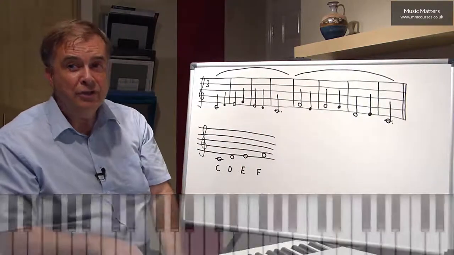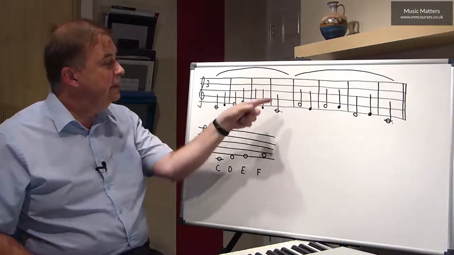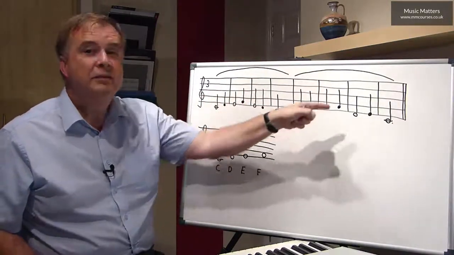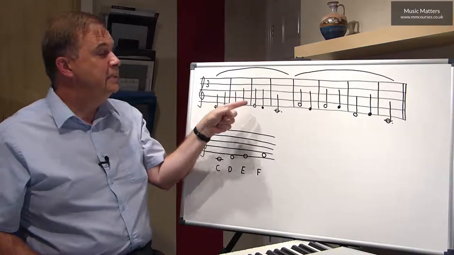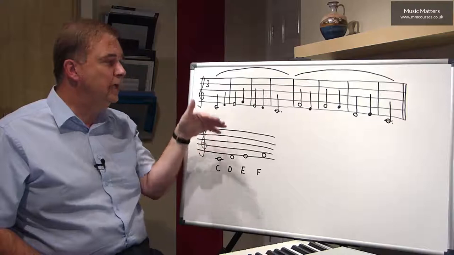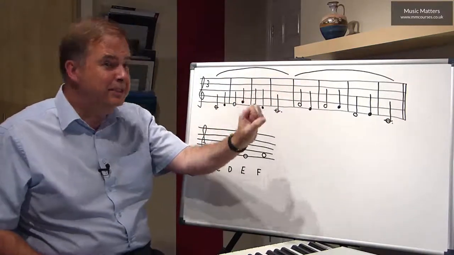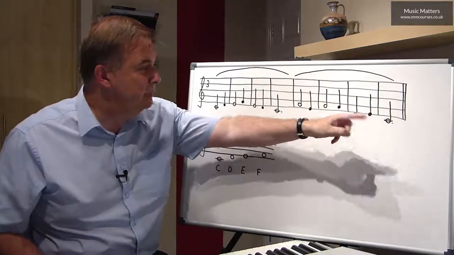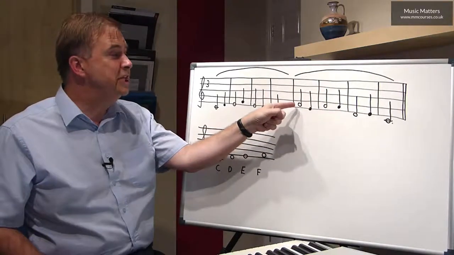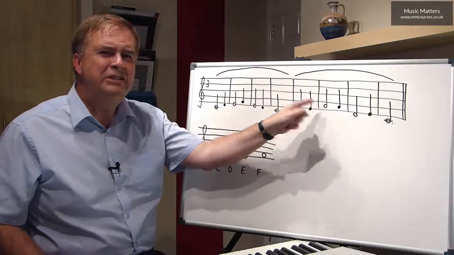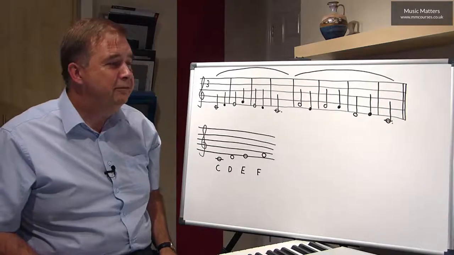I wonder how you got on. You may have found the first phrase a little bit easier to play than the second phrase. The first phrase is climbing up, and then it's climbing down again, and it's all going up by step and coming down by step. In the second phrase, we've got to do these two skips, and we've got to remember to leap up to the first note of the second phrase, and we've got to repeat a note as well. So the second phrase is certainly a bit harder than the first phrase.